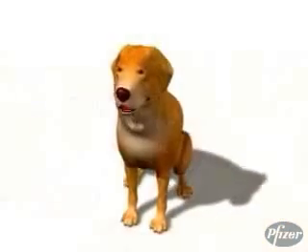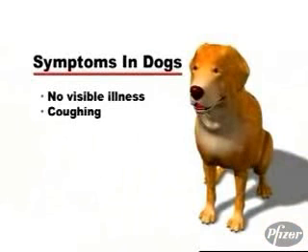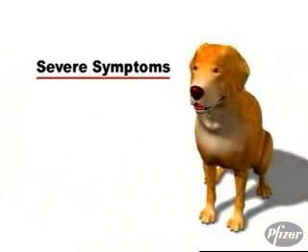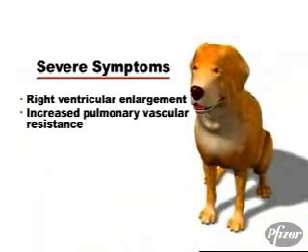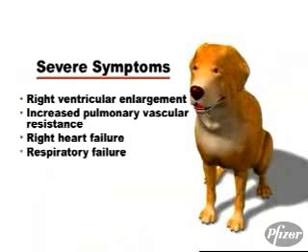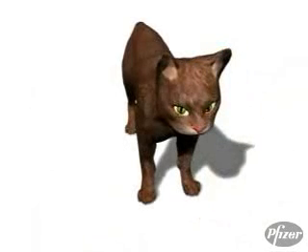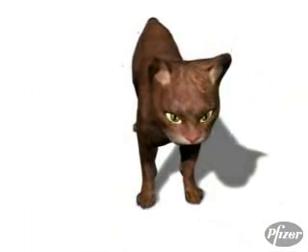In dogs, heartworm infestation can cause symptoms which range from no visible illness to coughing, difficulty breathing, lethargy, and weight loss. Severe cases may result in right ventricular enlargement and increased pulmonary vascular resistance, right heart failure, respiratory failure, or even death. In recent years, heartworm disease has become recognized as an increasing problem in cats as well.